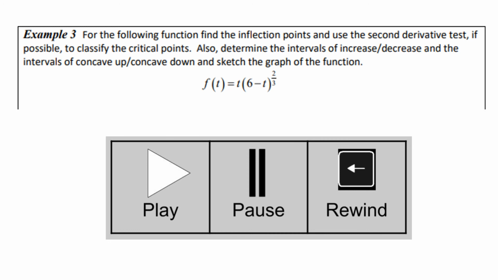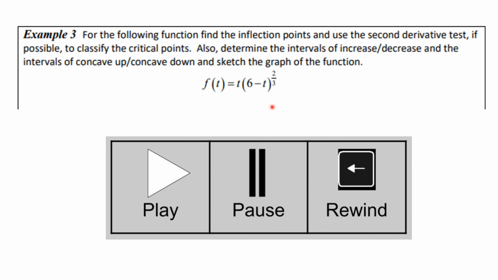Okay, let's do one final example for this lecture. So here we have a function. For the following function, find inflection points and use the second derivative test, if possible, to classify the critical points. If it's not possible, you have to use the first derivative test. Also determine the intervals of increase and decrease for this function, and the intervals of concave up and concave down, and sketch the graph of this function. Actually, quite a bit to do here. The function is f of t is equal to t times the quantity 6 minus t, whole to the 2/3. This one will be interesting for a couple of reasons.